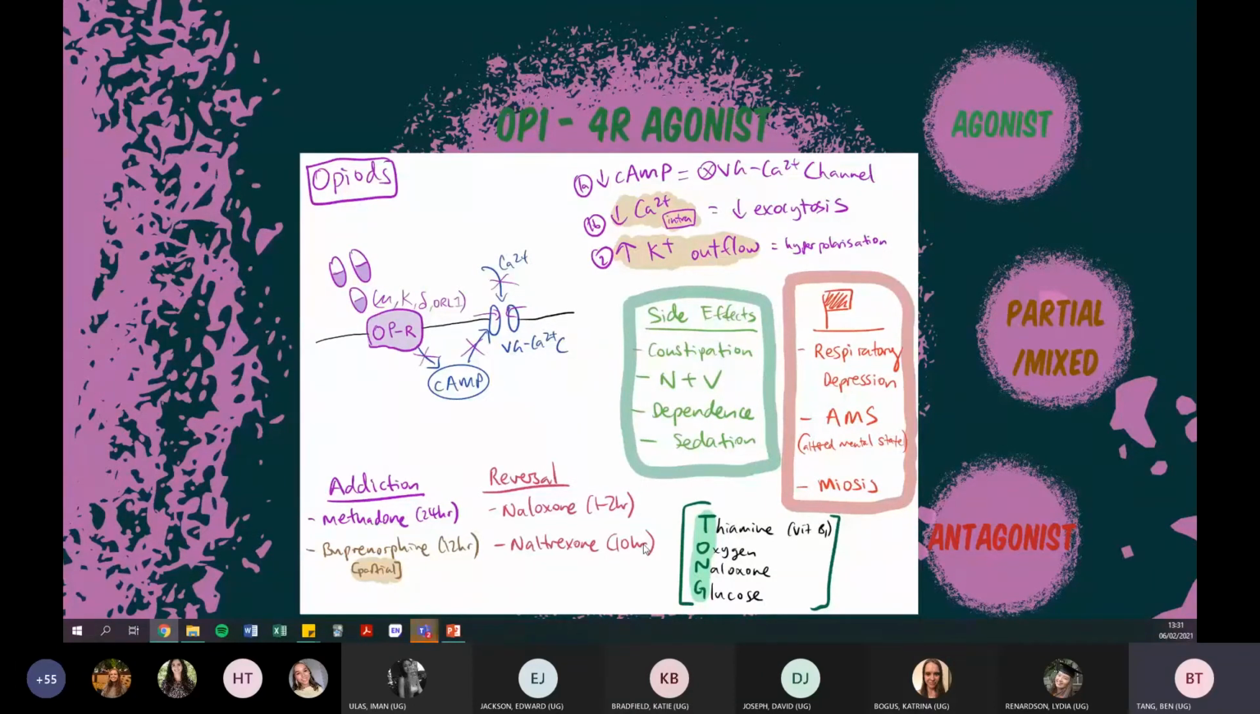Why do we give thiamine? So thiamine is generally just vitamin B1. It's mainly used to, I think, stabilize the brain in response to the opioids, in the same way that glucose is used. But I'll definitely look that up to make sure, because maybe I'm 70% sure that's the case. But it does fit nicely into the acronym.